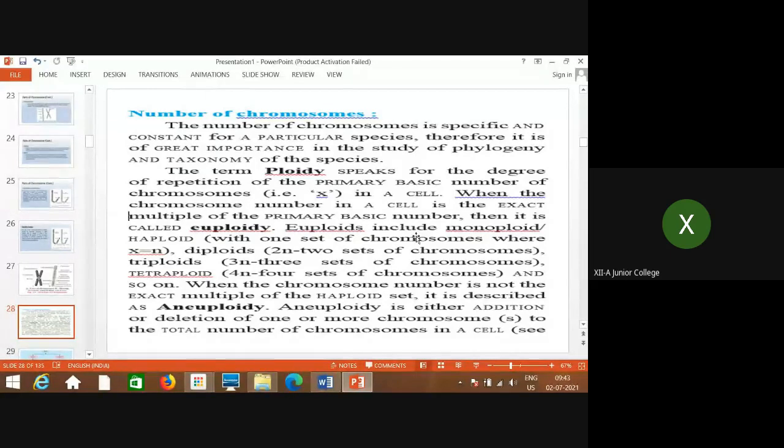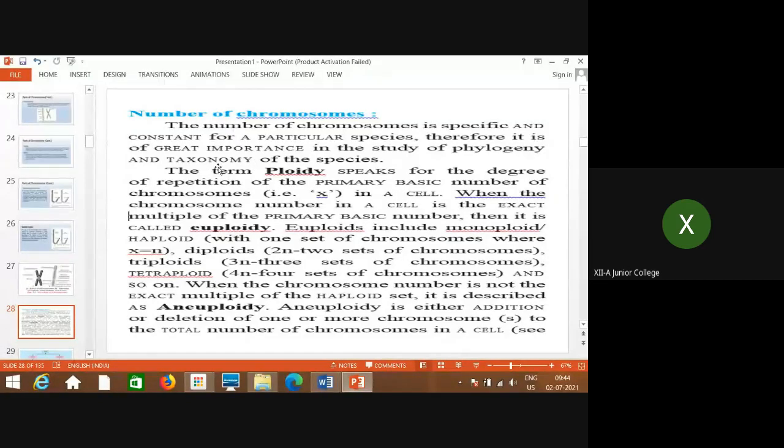For example, human beings have a total of 23 pairs, that means 46 total, out of which 44 are autosomes, 2 are sex chromosomes. For that particular species, it is fixed, and it remains constant also. Therefore, it is of great importance in the study of phylogeny and taxonomy of the species. Phylogeny is the branch of biology where we study the history of that particular part. In detail, we can study, we can know. And then taxonomy, that is the systematic classification, where we can place that particular species in the classification.